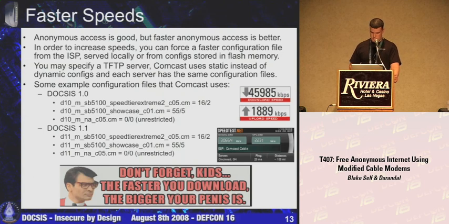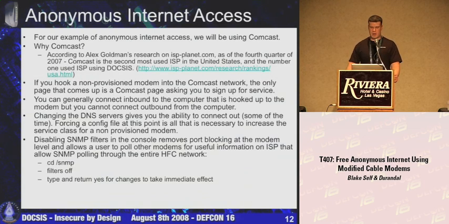Whoops, let's go back. Okay, so for anonymous internet access, the one where we're giving the full, complete walkthrough, like you could go home and get online anonymously, is with Comcast. The reason I chose Comcast is that, according to ISPplanet.com, it's the second most used ISP in the U.S. It's actually the largest ISP that is DOCSIS. The number one was SBC, which is DSL.